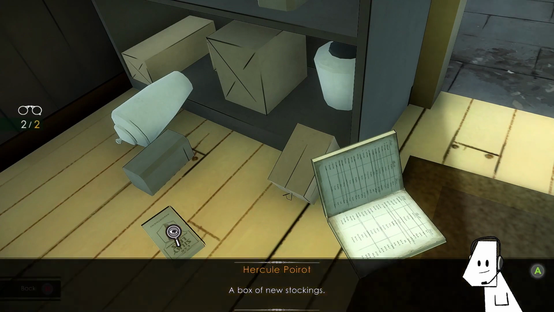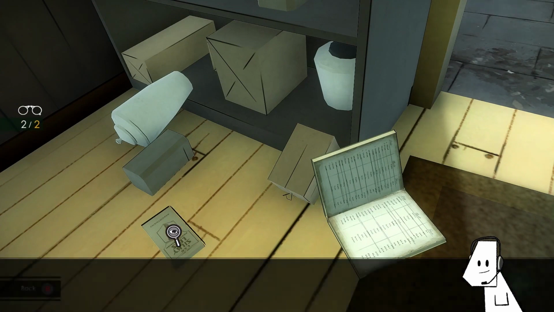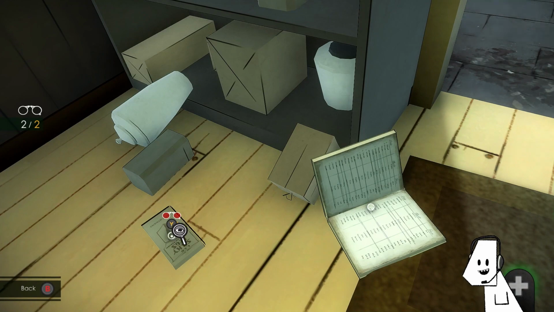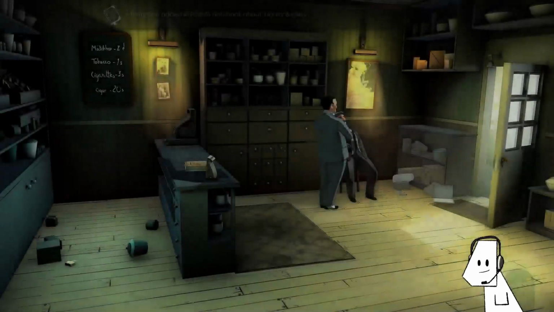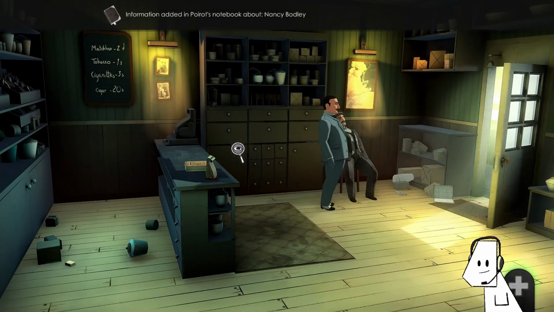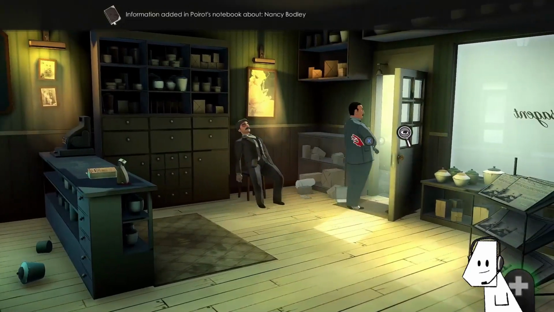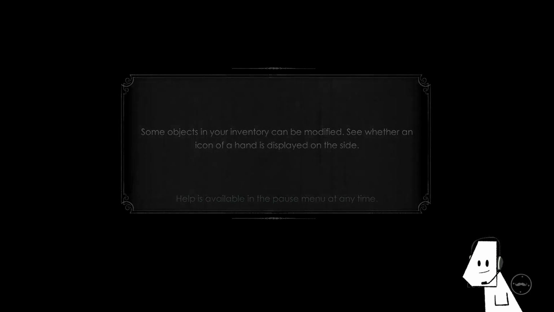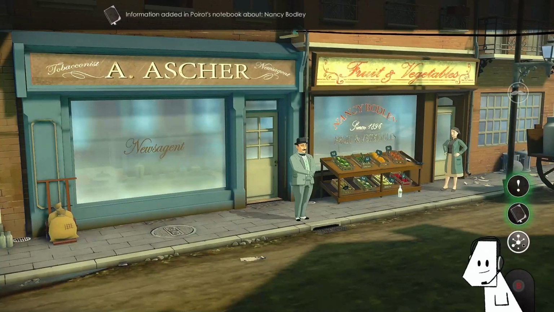What's this? A box of new stockings. Okay, some stockings. I guess we just leave him to sleep it off and we'll go talk to the lady. Do we have anything in our inventory? We don't have anything in our inventory.